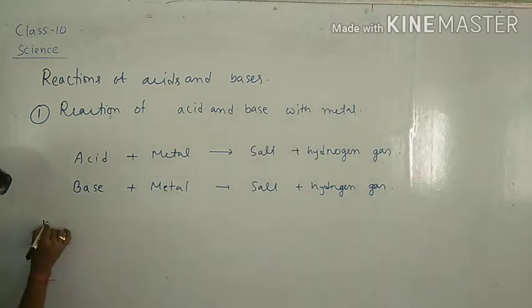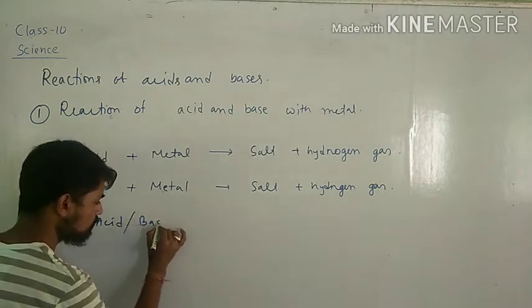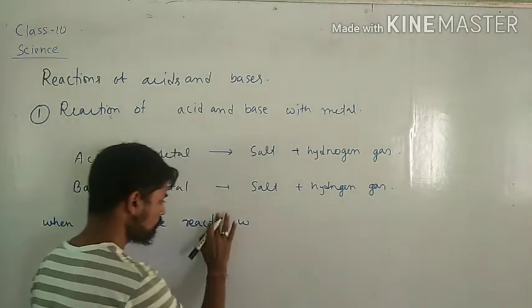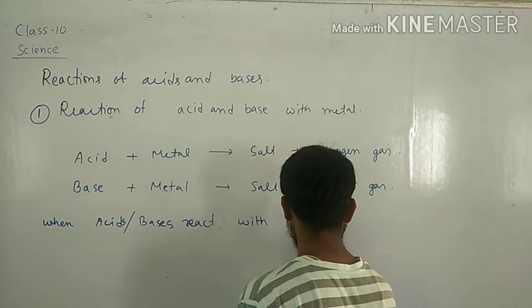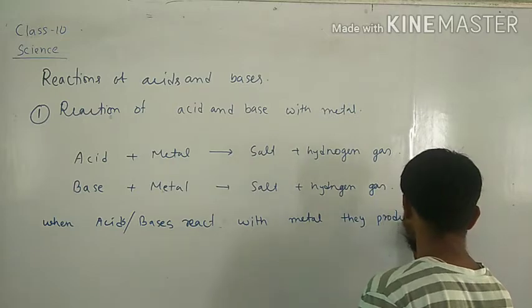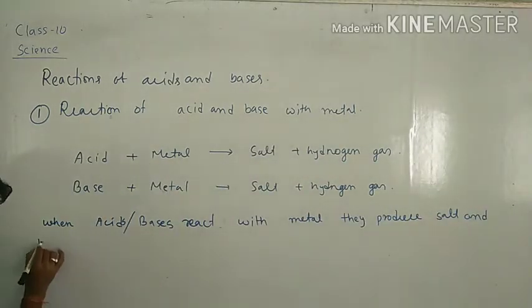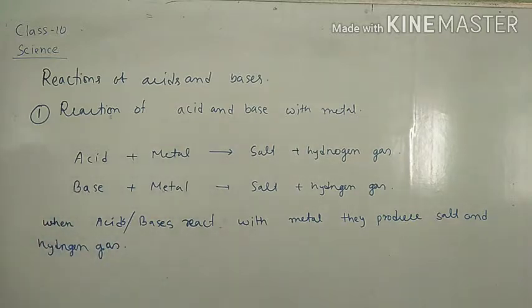So you can write, when acids or bases react with metal, they produce salt and hydrogen gas. Right? So let us take an example.